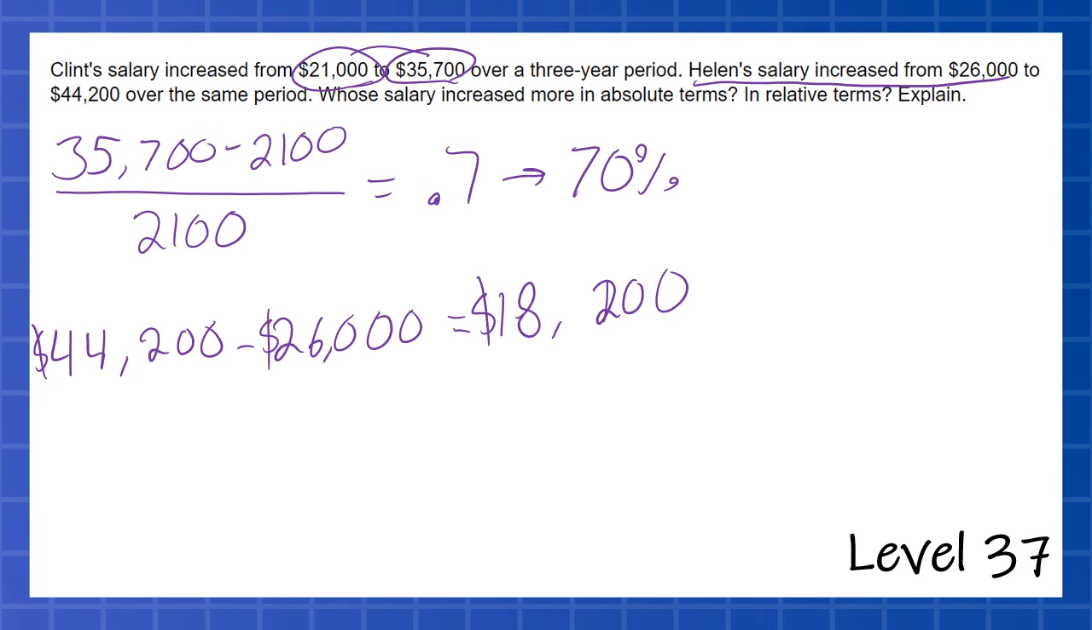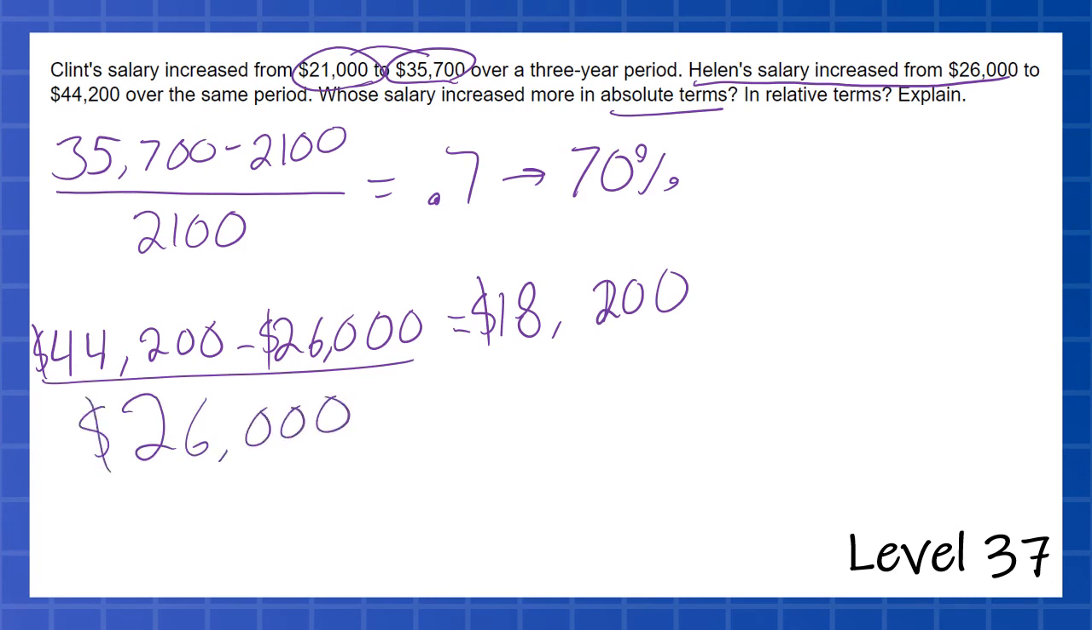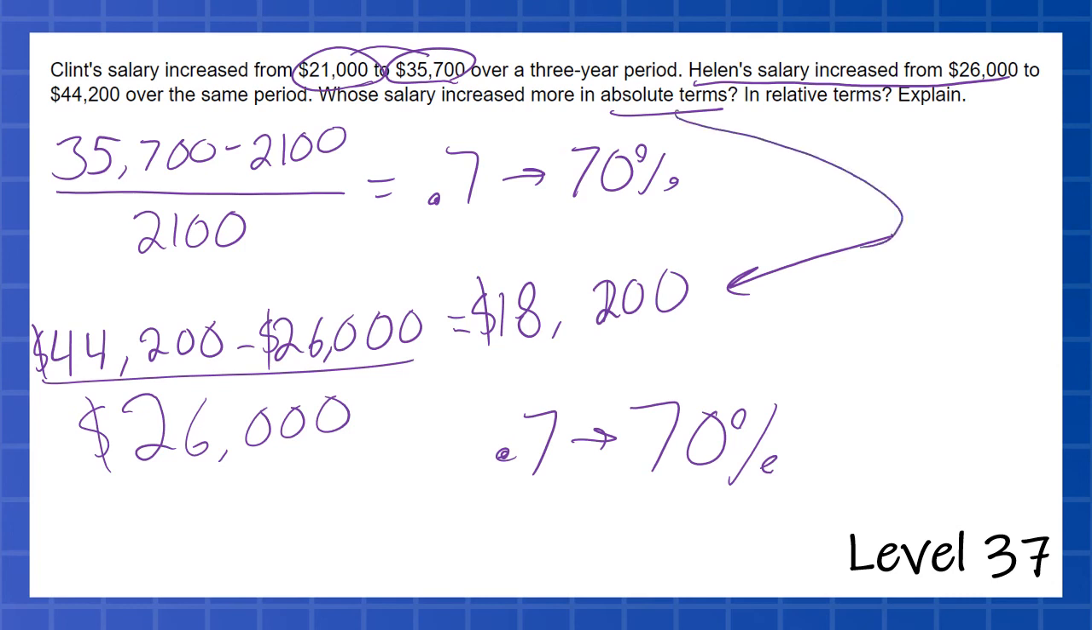That's fantastic. I'm happy for her. Now, if we were to subtract Clint's salary, he didn't make $18,000. So in absolute terms, what we'd say is Helen made more. She got a bigger raise. However, what we'll notice if we divide by what she started with, Helen has the actual same relative raise. And so they both got a 70% raise, but in absolute terms, Helen got more, and in relative terms, they actually got the same.